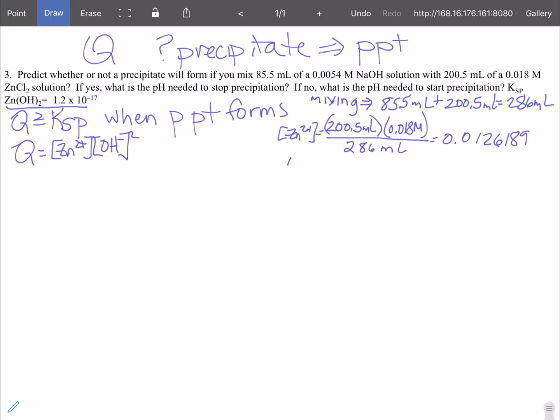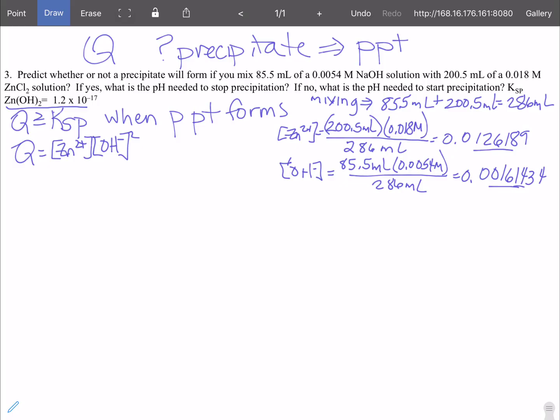Okay? The hydroxide ion concentration value is 85.5 milliliters times 0.0054 molar, again divided by 286 milliliters, which gives us a whopping value of 0.00161434. And again, I'm going to stick with 4 digits by rounding.